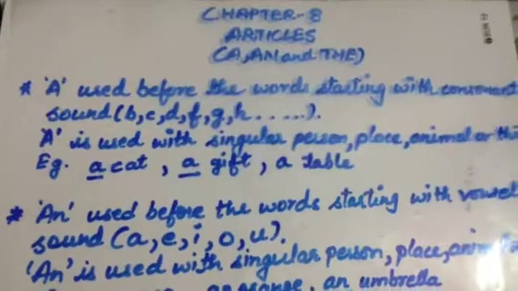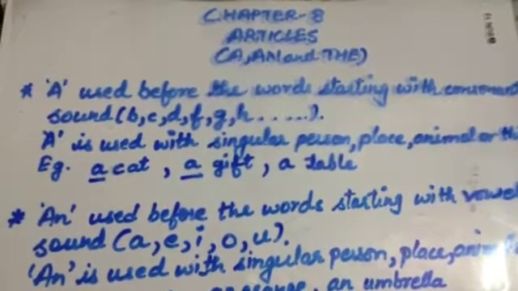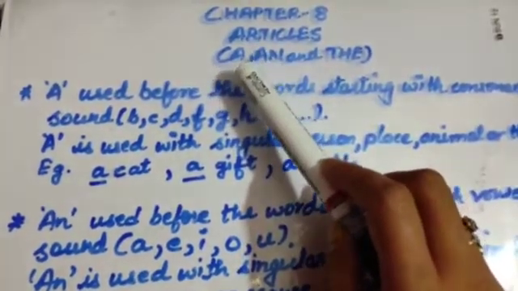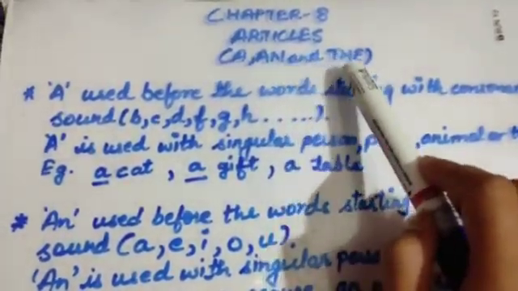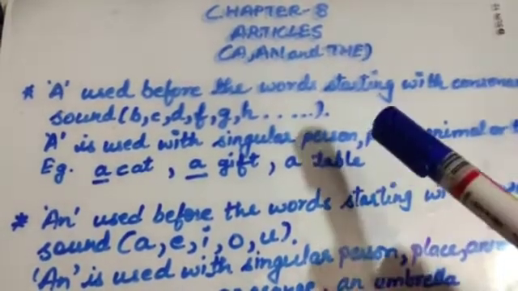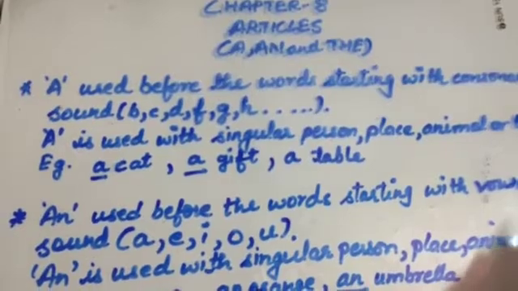Class, this time we will do English language, from the grammar step book, chapter number 8, articles. In that we are going to learn the uses of articles a and the. Okay, so let's start. Hello class, we will do chapter number 8, articles. In that we are going to learn the uses of a and the. So these are our articles. Which ones? A and the.